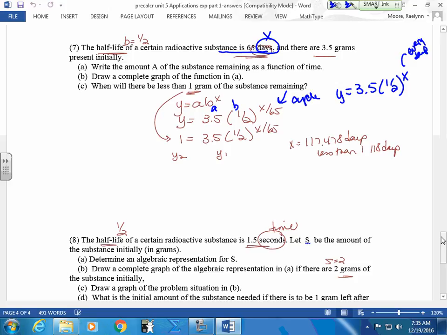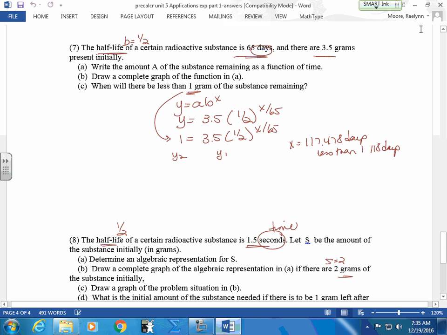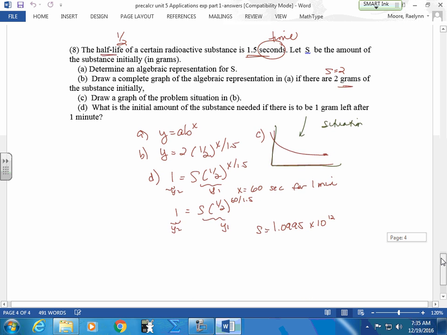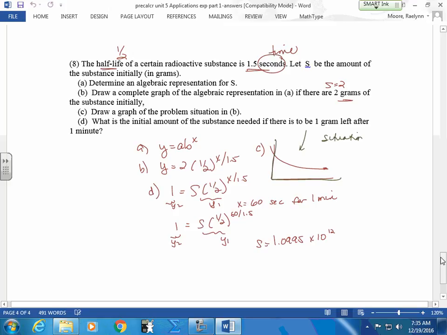You want to be less than 1, just start it at 1 and say less than that many days. That's fine. I don't want you to get hung up on the inequality part. Good. And then the last one. Or you have another half-life. You're half-lifing every 1.5 seconds.